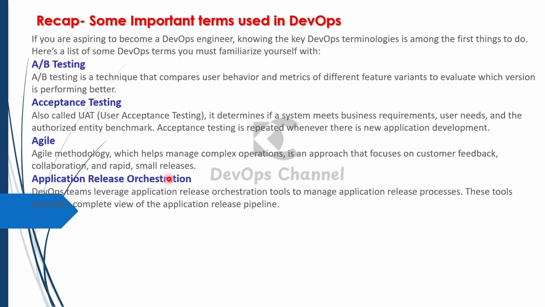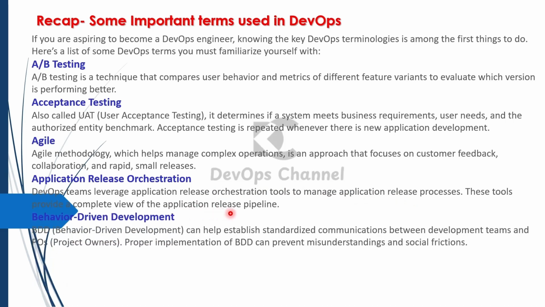Next one is application release orchestration. So we have already discussed this orchestration. So DevOps teams leverage application release orchestration tools to manage application release processes. These tools provide a complete view of the application release pipeline. Okay, next one is behavior driven development, BDD. So it can help establish standardized communication between the development team and the project owner. Okay, so proper implementation of BDD can prevent misunderstanding and social friction.